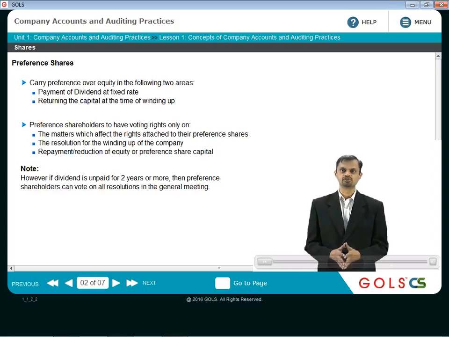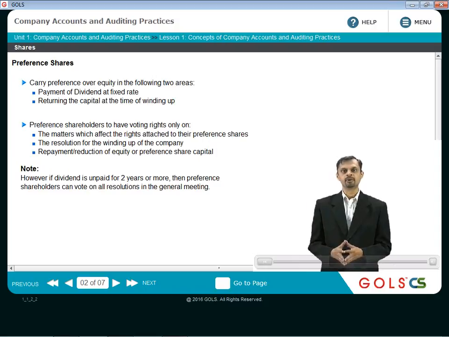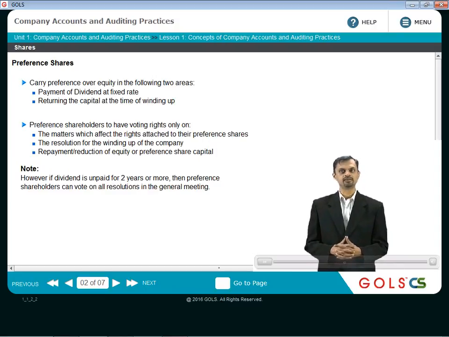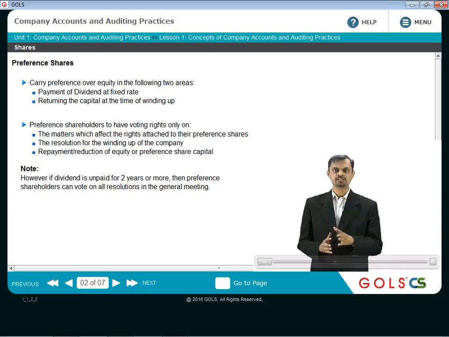So that is why on such resolution, even the preference shareholders will have a voting right. And repayment or reduction of equity or preference share capital. When the capital goes down, on such kind of items, the preference shareholders will have a voting right. But other than these items, on other items, the preference shareholders do not carry any voting right. Now, this is a general rule.